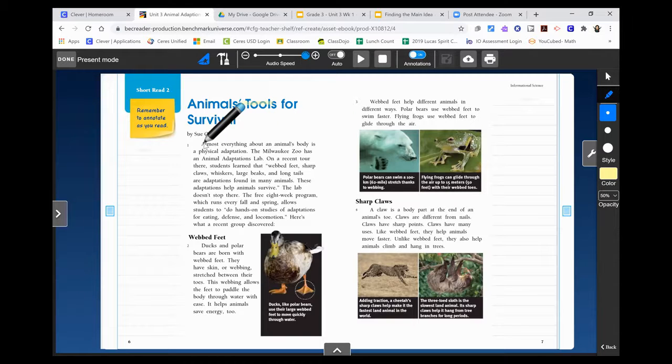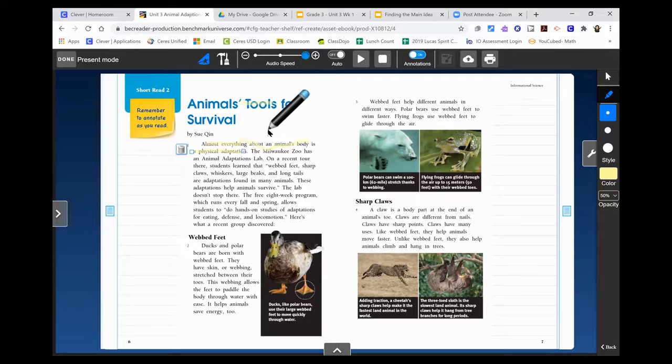I think I want to highlight that because we have been talking, or we were looking at the subheadings, and webbed feet, sharp claws, those are all part of an animal's body. So I think that's going to be important.